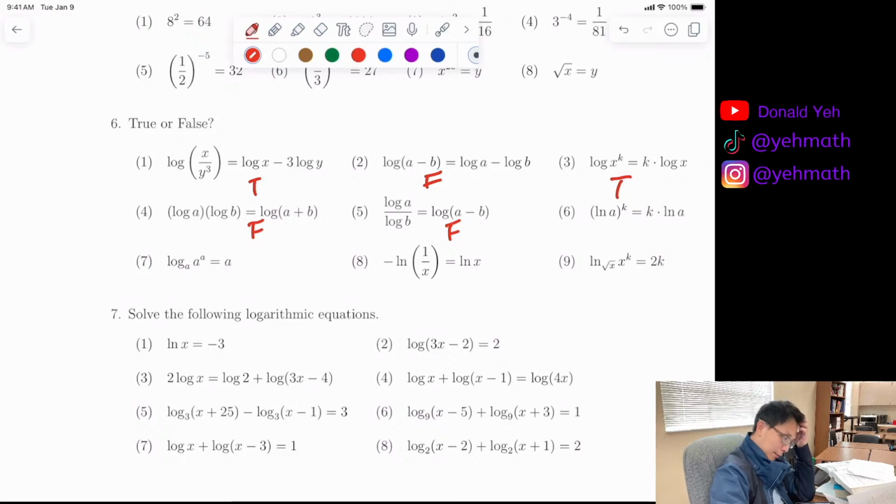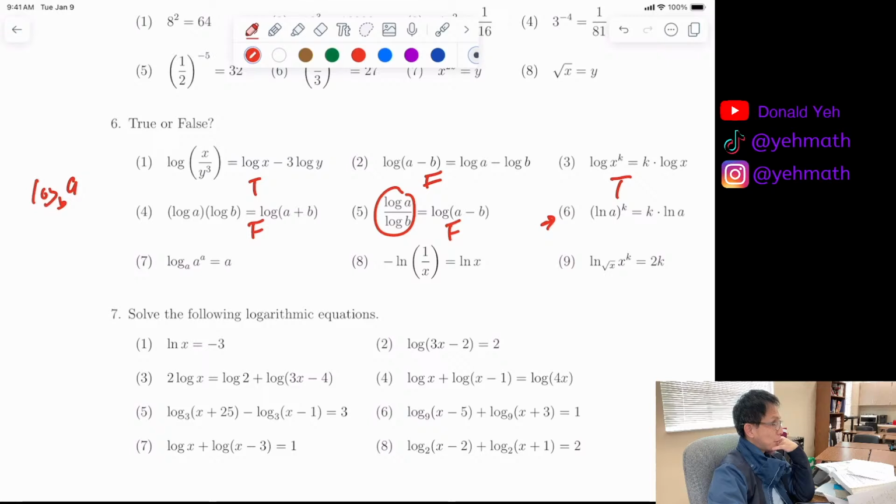Because again, this one you can do a change of base, so it's going to be log base a of b, but that does not mean log a minus b. Log a minus b is nothing. There's no property with log base a of b. Is this true or false? It's false.